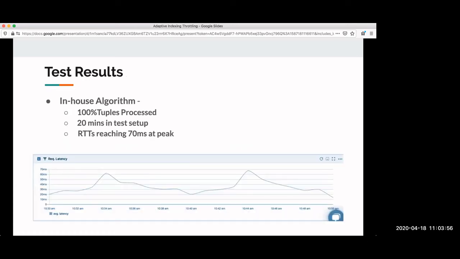Now if you look at the test results, we had a certain amount of updates which we pushed on the Solr machine, and we had a certain static read load on the Solr machine. So the in-house algorithm was able to process 100% of the messages in 20 minutes. And the read performance of the database during that time can be seen in the graph below. If you look at it closely, the response times reached a peak of around 70 milliseconds. This was the in-house algorithm we had as V1.